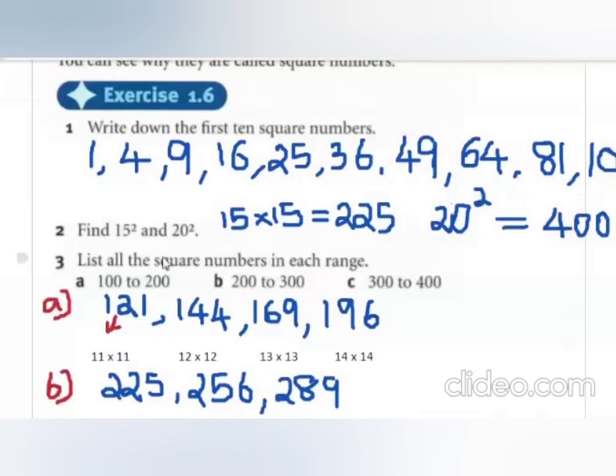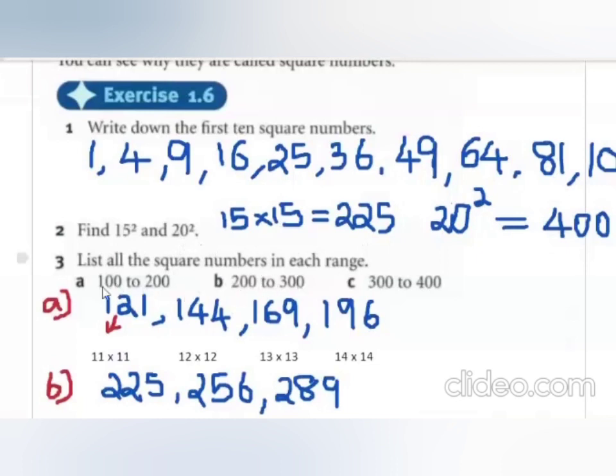And the next question, now find 15 square. 15 square means 15 into 15 is 225. And what is the value of 20 square? So 20 square is 400. How did we get that? Just by multiplying 20 into 20, you get 400.